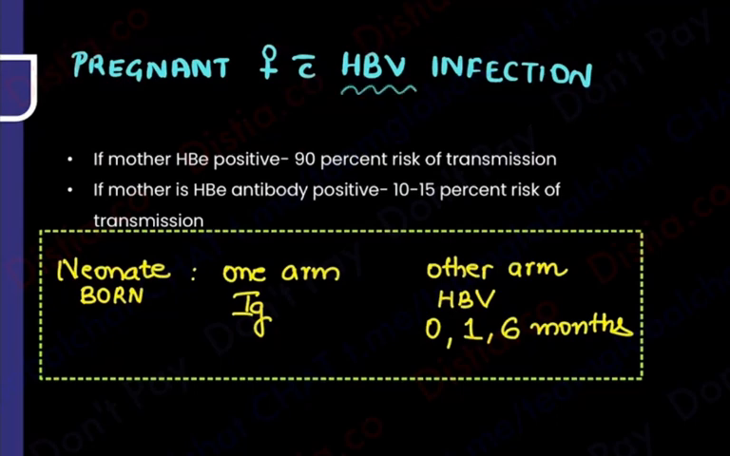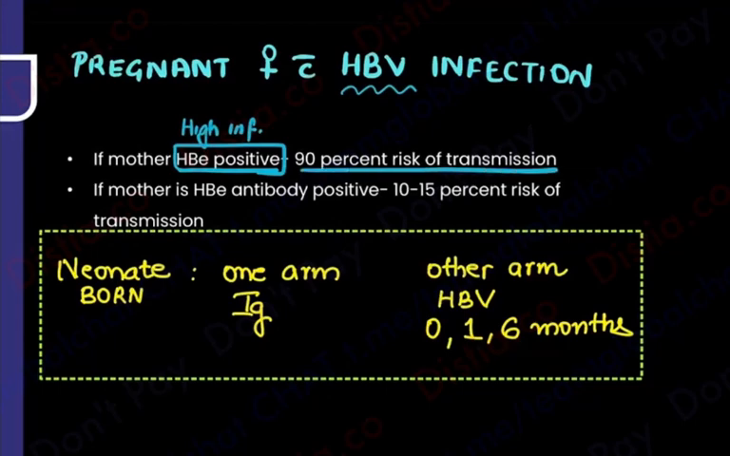Hepatitis you will come to know. You have to find out, does she have high infectivity hepatitis or not? How do I find out infectivity? HBE. If the mother has high infectivity hepatitis, meaning if HBe antigen is positive, then the chance of transmission is very high, 90%. But if she has, in that phase, the HBe antibody present, then at that stage the risk of transmission is only 10 to 15%. So simple: if infectivity antigen is there, more risk of transmission. If the antibody has developed, less risk of transmission.